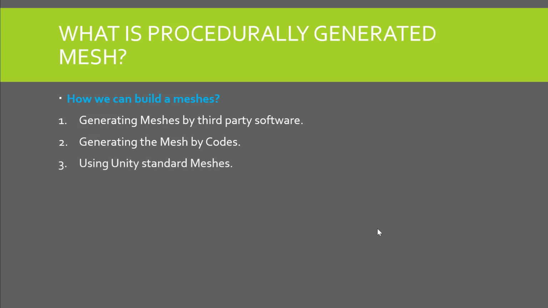The third one is using Unity standard mesh assets. These are very simple shapes like cube, quad, plane, sphere. They are simple shapes, you cannot complete your game using them, but they can be helpful sometimes. So the procedurally generated mesh is a mesh built up totally by code.